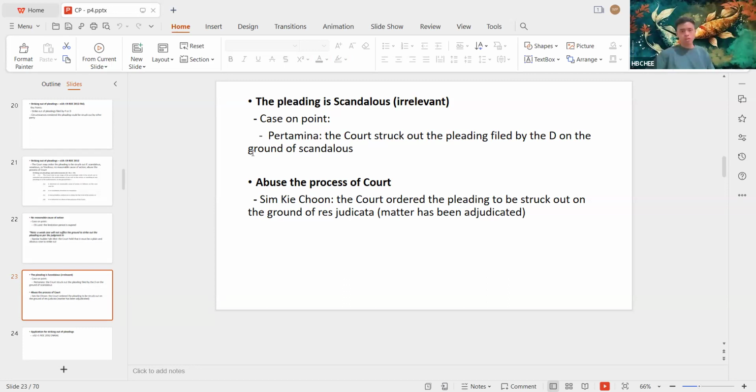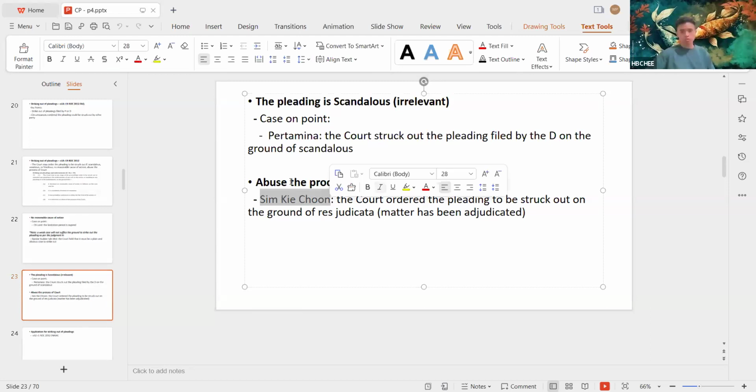I will put a highlight here because I realized that this is very frequent in the past exam papers already. I just remember the name of this case. In this case, the court held that the pleading could be struck out on the ground of res judicata. Res judicata is a Latin term that refers to the matter having been adjudicated. So this is very common: when the case has already been adjudicated by the court, you cannot use it in future already.